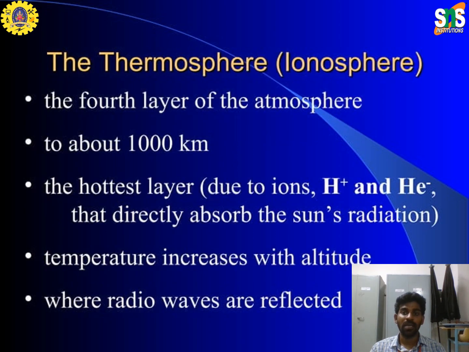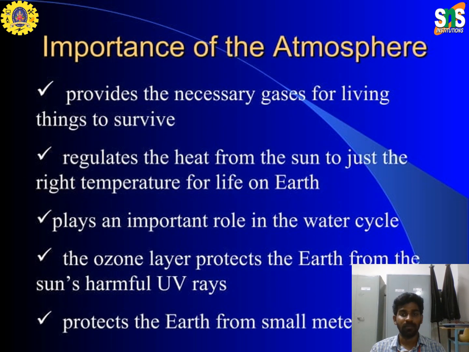And the final level of the atmosphere is called the ionosphere, which extends to about 1000 kilometers from the ground. It is the hottest region, where hydrogen and helium are found, and temperature also increases with altitude. Radio waves are reflected here.